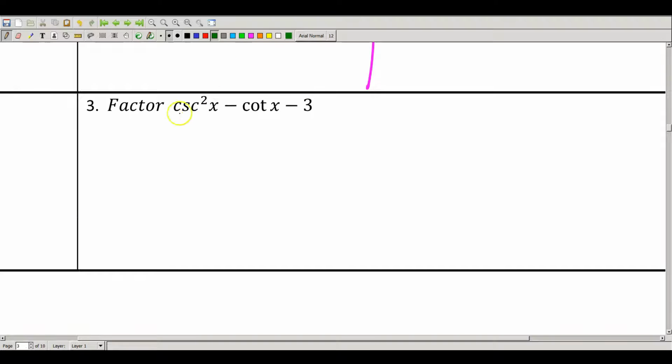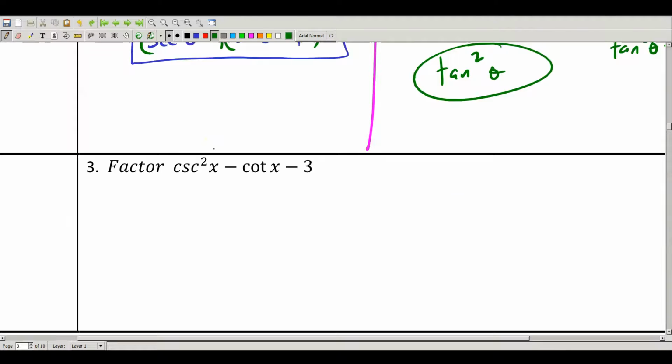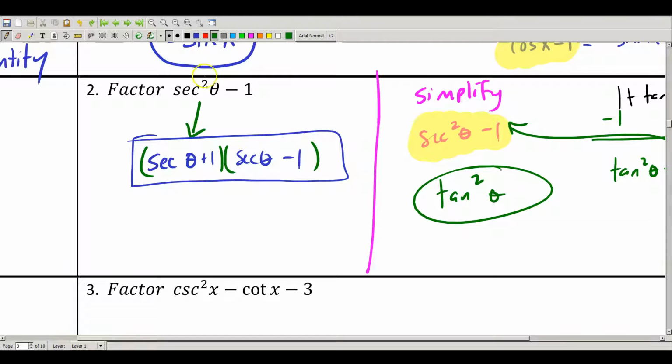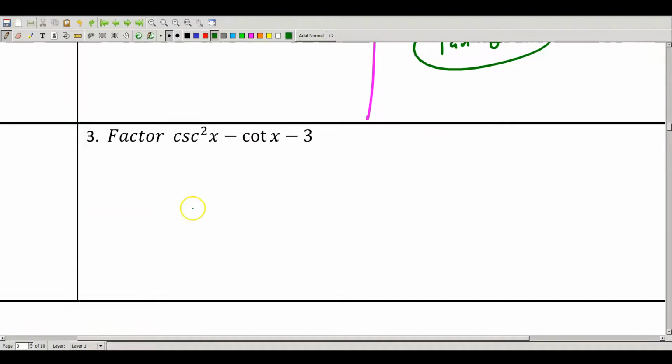This one looks a little different because if we're going to factor this, we have a cosecant squared and we have a cotangent. We have two different trig functions here. So that's the first thing we want to look at. When we factored secant squared minus 1 the other day, we factored it to secant plus 1 and secant minus 1. Down here, we have different things. We have cosecant squared and then we have cotangent.